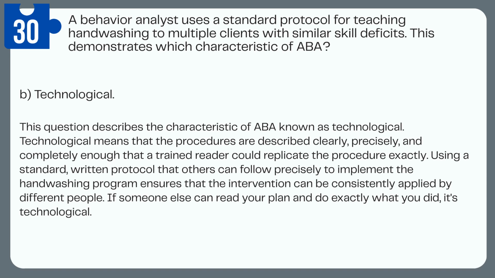Answer: B. Technological. This question describes the characteristic of ABA known as technological. Technological means that the procedures are described clearly, precisely, and completely enough that a trained reader could replicate the procedure exactly. Using a standard, written protocol that others can follow precisely to implement the hand-washing program ensures that the intervention can be consistently applied by different people. If someone else can read your plan and do exactly what you did, it's technological.